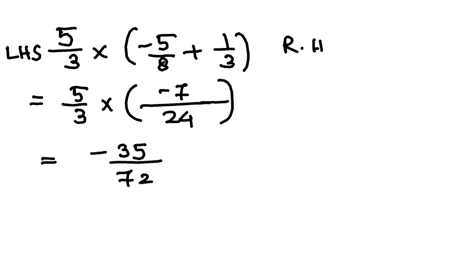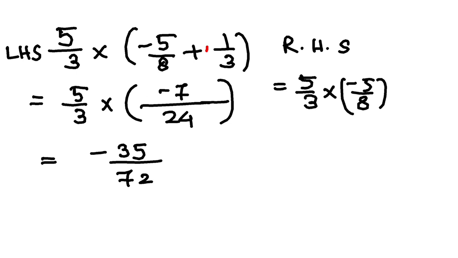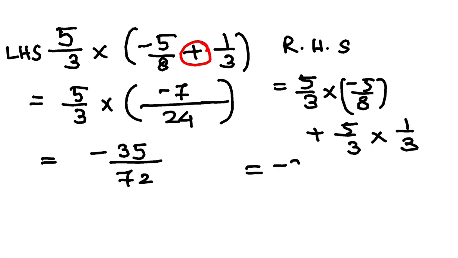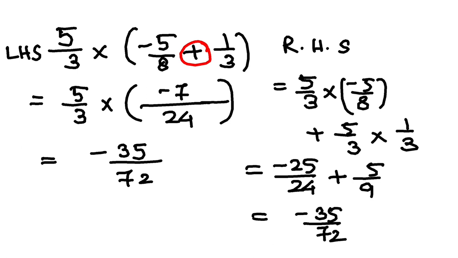Now coming to right hand side, what I'll do, I'll break the bracket. Okay, so this will be 5 by 3 into minus 5 by 8. Okay, so the sign here plus, so plus 5 by 3 into 1 by 3. Okay, this I have to simplify. Minus 25 by 24 plus this will be 5 by 9. Please simplify this one and you will again get minus 35 by 72. That means your left hand side and your right hand side are equal and your distributive property is verified. Okay, you can attempt the remaining questions in the similar pattern.